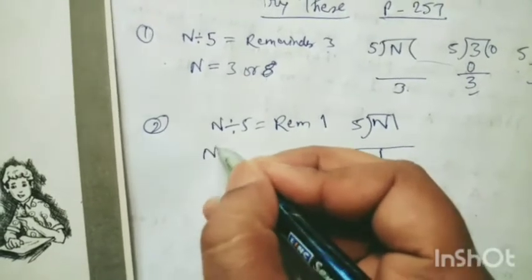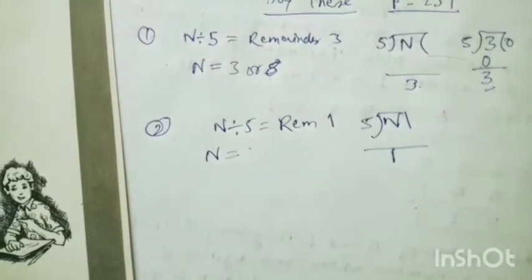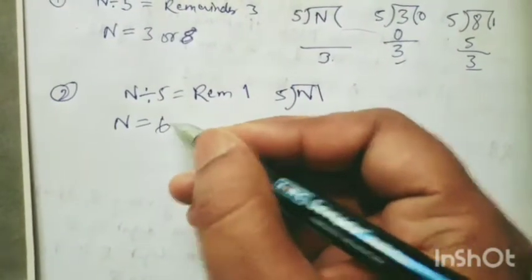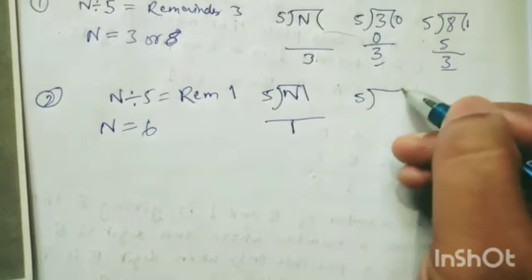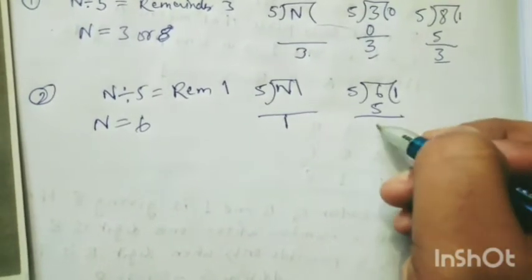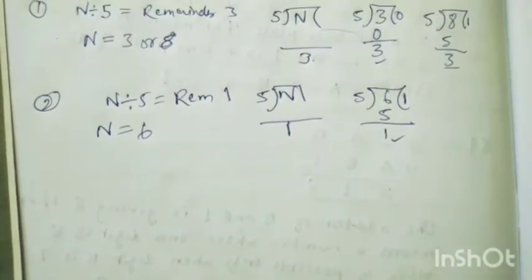So if you take n equal to 6, then it is going, see, 5 and here 6, so 5 1 5, so 6 minus 5 is 1, so remainder 1 is coming. So in this way you have to think. Okay, so this question number 3 is your homework, you do it by yourself.